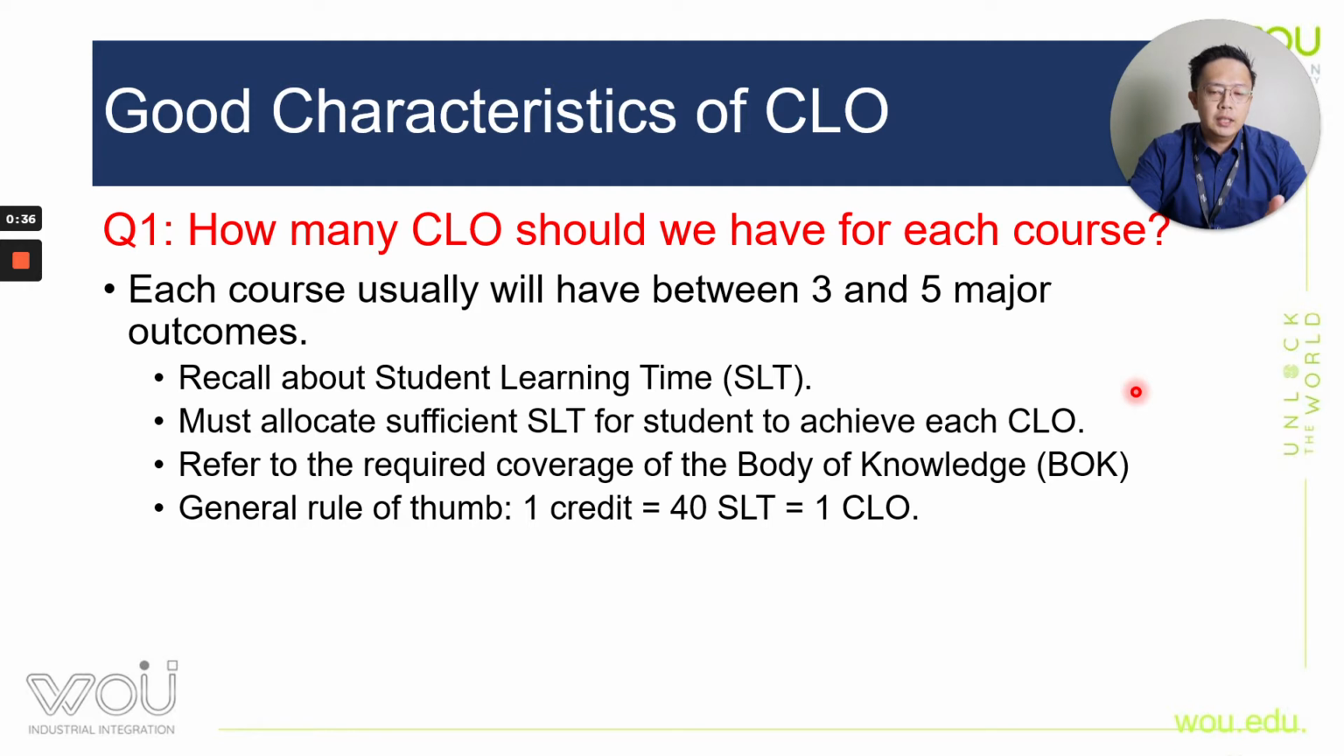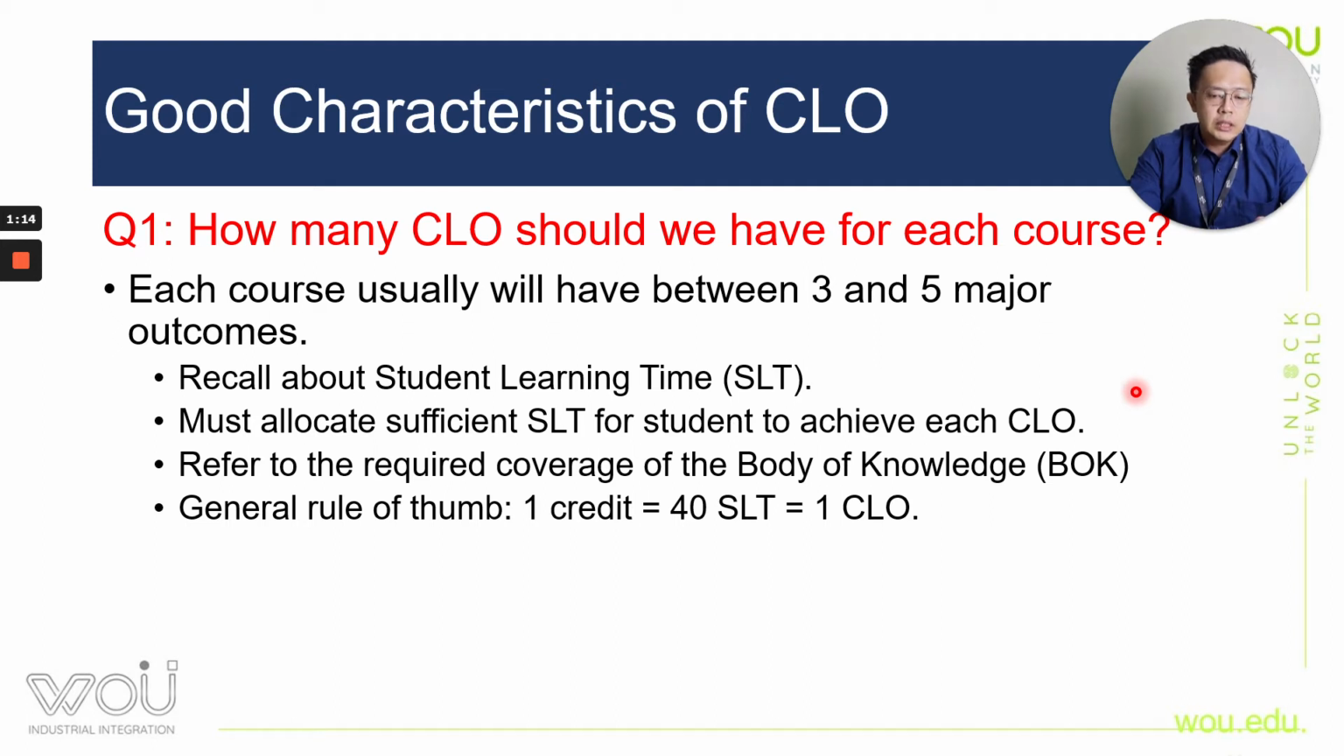However, this should not be the rule of thumb for you to refer to when you want to design the course learning outcomes for your subject. You should understand better why 3 to 5 learning outcomes will be best for a typical course. To understand this, first you need to recall students' learning time. We must allocate sufficient students' learning time for the students to achieve each of the CLOs. So how much students' learning time is normally stipulated for a particular course?